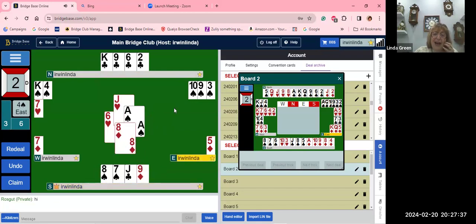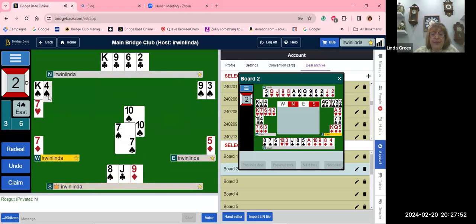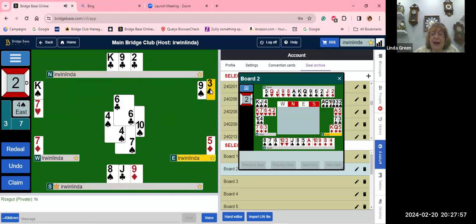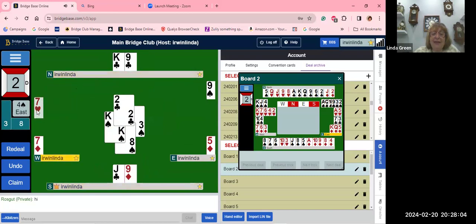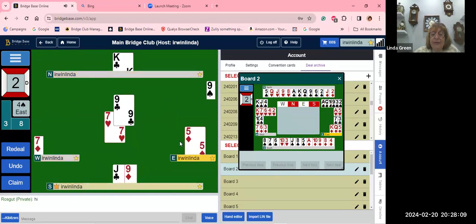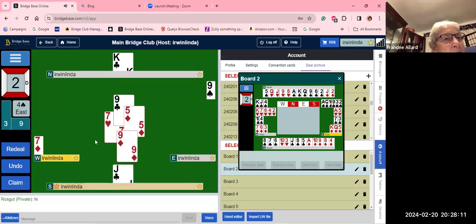Now, I don't know if the spades are going to break. I had a 6-3 fit. So either they're 2-2 or they're 3-1. So to take out insurance, I'm going to play the 10 of spades first. Then I'm going to play a spade to the king. And now I've set up my little 7 of hearts, and I'm going to throw my diamond away. Beautiful. And now I'm making the contract.